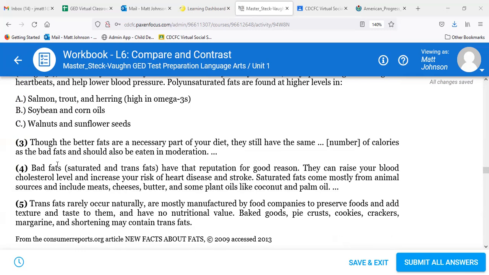Bad fats, saturated and trans fats, have that reputation for good reason. They can raise your blood cholesterol level and increase your risk of heart disease and stroke. Saturated fats come mostly from animal sources and include meats, cheeses, butter, and some plant oils like coconut and palm oil. Trans fats rarely occur naturally, are mostly manufactured by food companies to preserve foods and add texture and taste to them, and have no nutritional value. Baked goods, pie crust, cookies, crackers, margarine, and shortening may contain trans fats.